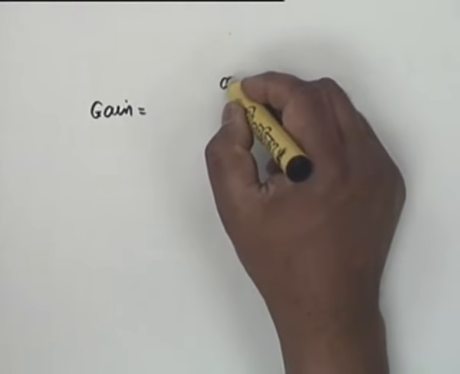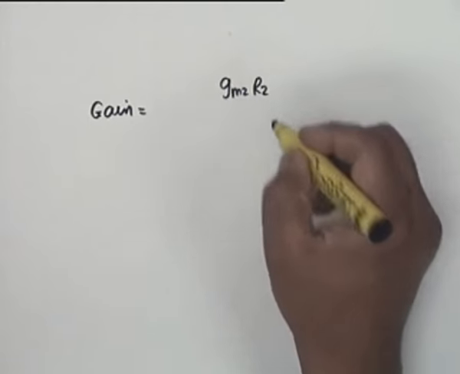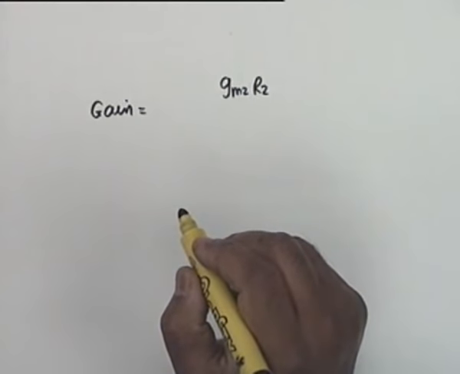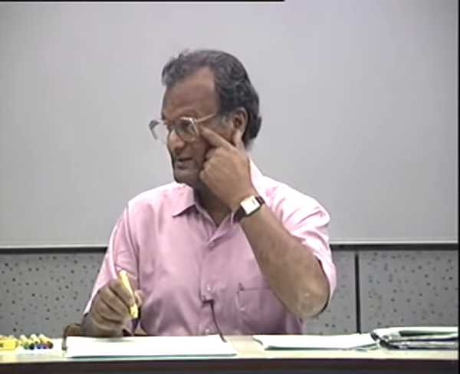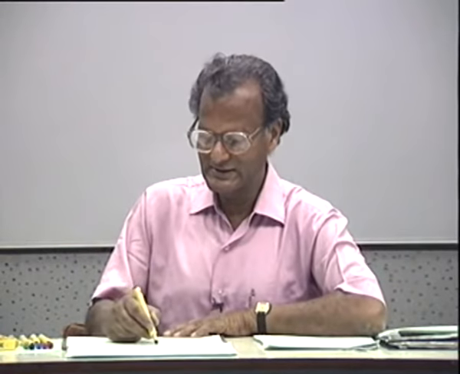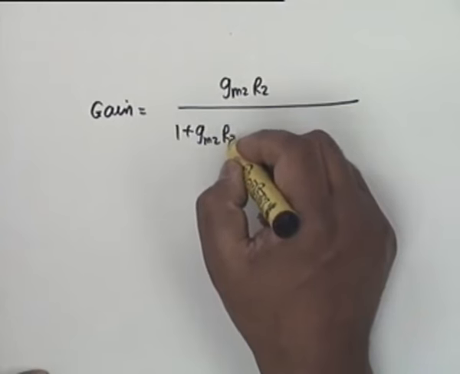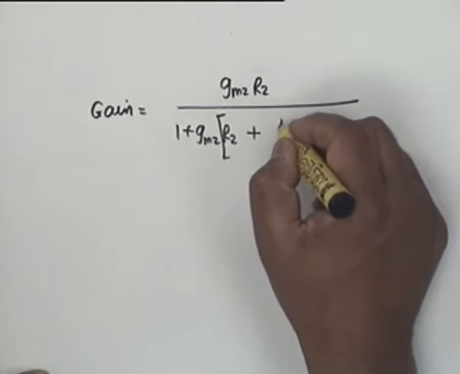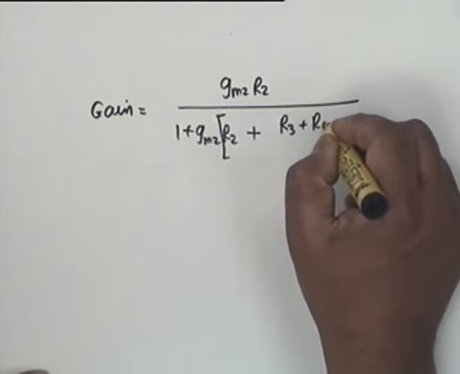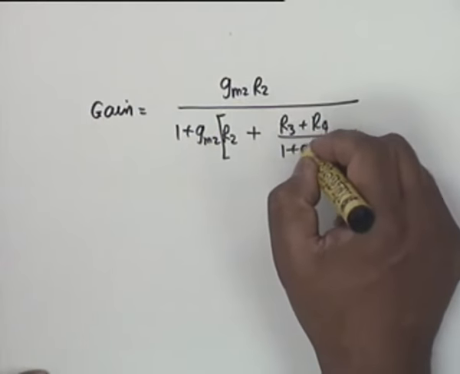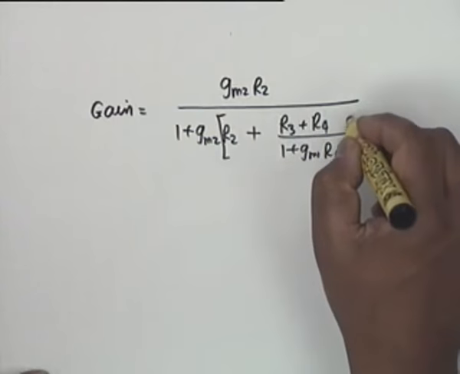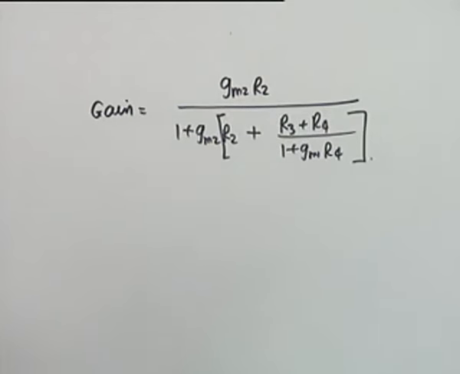AV is given by, what do you think, can it be greater than 1? Can it be greater than 1? No, because after all it's an emitter follower. It should be less than 1 if that VBE multiplier works like a large resistance. The gain, if you calculate, is given by 1 plus GM2 R2 plus R3 plus R4 divided by 1 plus GM1 R4. This is the overall gain.